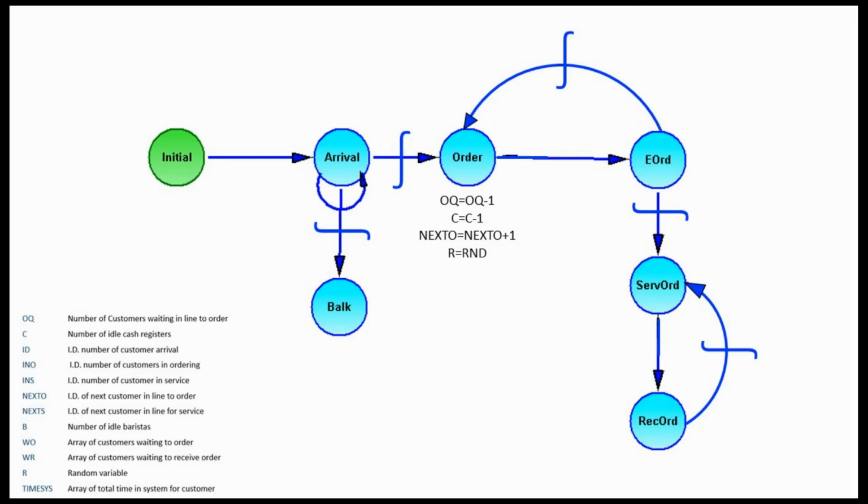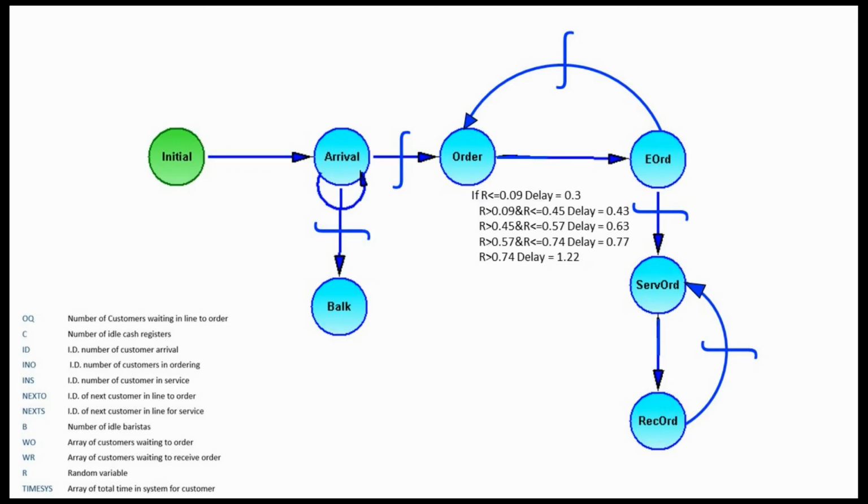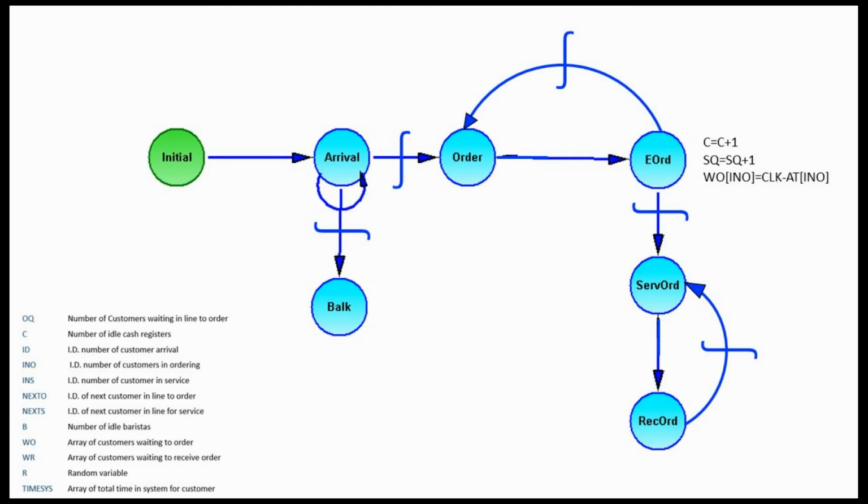Here, a random variable R is generated to determine the time it takes for the customer to finish ordering and is based off of data collected through observation. At the end order event, named EORD, the number of cashier servers open increments by 1. The customer now enters the queue to receive their order and therefore, the service queue also increments by 1. Here, we also record the time the customer has waited to submit their order into service.